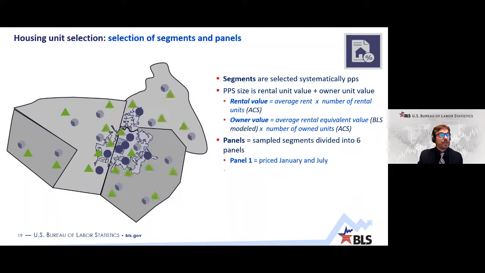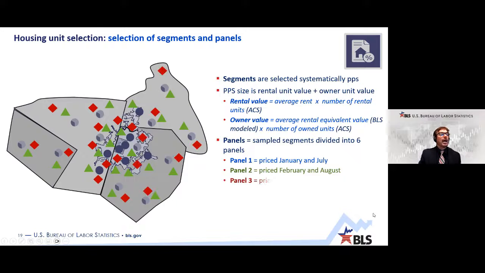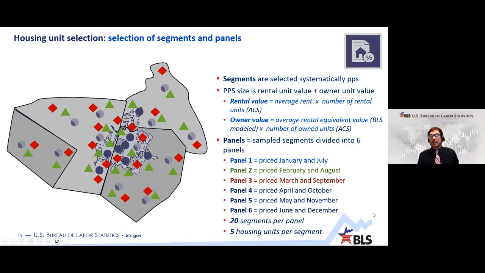So they're designed to be representative on both of those factors. Then panel 2 comes along, it's priced February and August, panel 3, and so on and so forth. So on average, 20 segments per panel. And once we select our panels, using quota sampling, we select 5 housing units per segment. One takeaway here, notice that there's no overlap in the segments by panel. They're mutually exclusive, not the exact same neighborhoods.